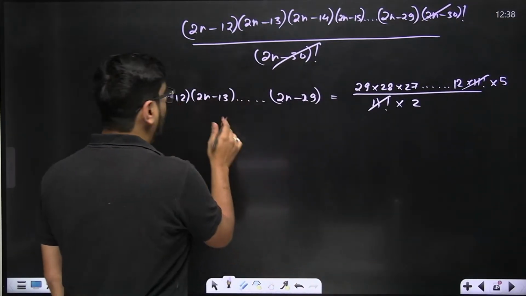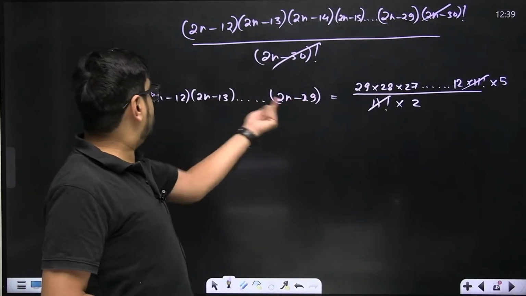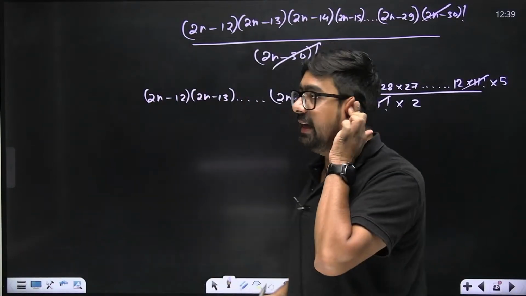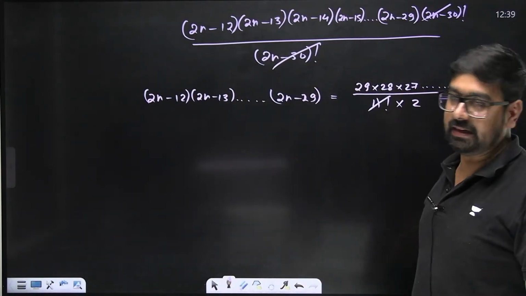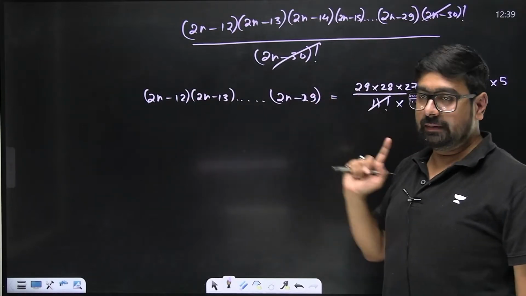Now you see 2n minus 12 till 2n minus 29. How many terms are there, including 12 and 29? 29 minus 12 is 17, plus 1, so 18 terms are on this side, right? There are a total of 18 terms, including 12 and 29.